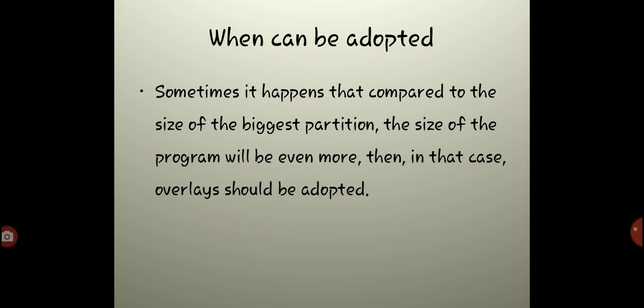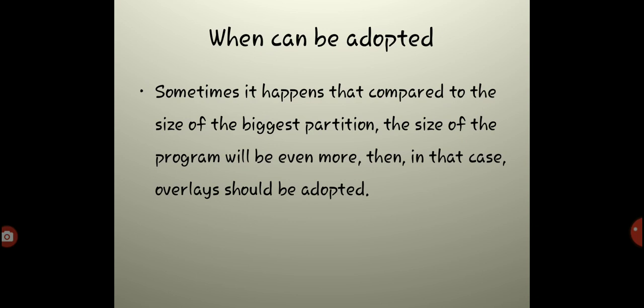Now, when can it be adopted? Overlaying cannot be adopted all the time, so that is what we are going to see here. Sometimes the size of the biggest partition is less than the size of the program, and then overlays can be adopted. I repeat, sometimes compared to the size of the biggest partition, the size of the program will be even more. In that case, overlays should be adopted. Usually in partitioning, we try to load the program in a single partition, right? So sometimes it happens that the size of the biggest partition is less than the size of the program. So we cannot go even for the biggest partition, and at that time overlays can be adopted.